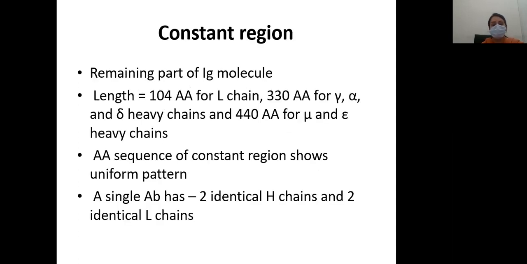Constant regions are the remaining part of the immunoglobulin molecule. Their length is 104 amino acids for the L chain, 330 amino acids for gamma, alpha and delta heavy chains, and 440 amino acids for mu and epsilon heavy chains. The amino acid sequence of constant regions shows a uniform pattern. A single antibody has two identical H chains and two identical L chains.